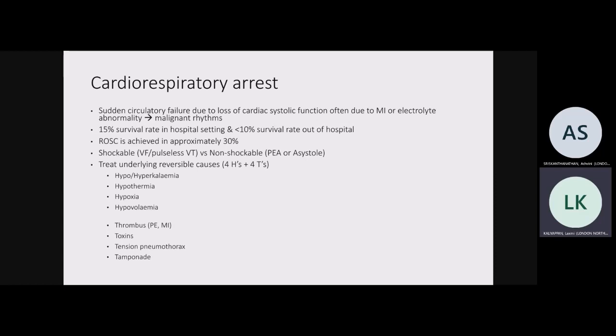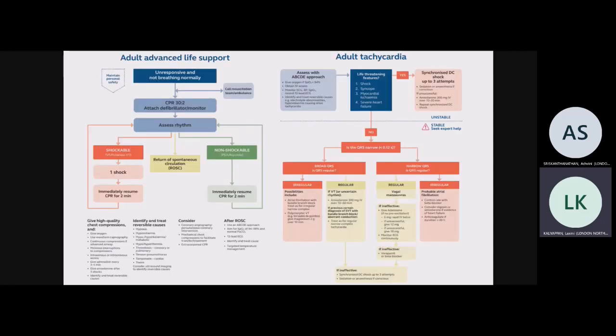Hypothermia, generally speaking, isn't common, but would be quite an obvious sign because they would come in with a low temperature. Thrombus, which can be either PE or an MI, toxins, during medications that they may have had, tension pneumothorax, again, usually due to trauma, but could also be just a spontaneous pneumothorax, as well as tamponade as the 4 T's.